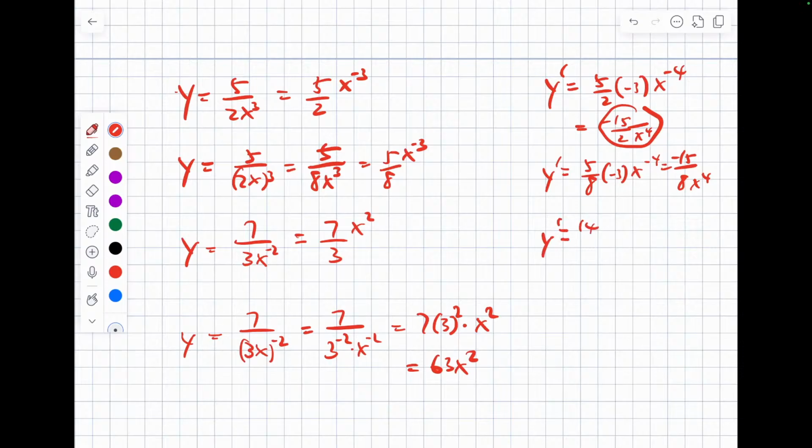Y prime is going to be 14/3x. And y prime is equal to 126x. Is that okay? I didn't do anything crazy. I just rewrite all the stuff before I take a derivative. I need to make sure I have that process, rewrite first, before I take a derivative.